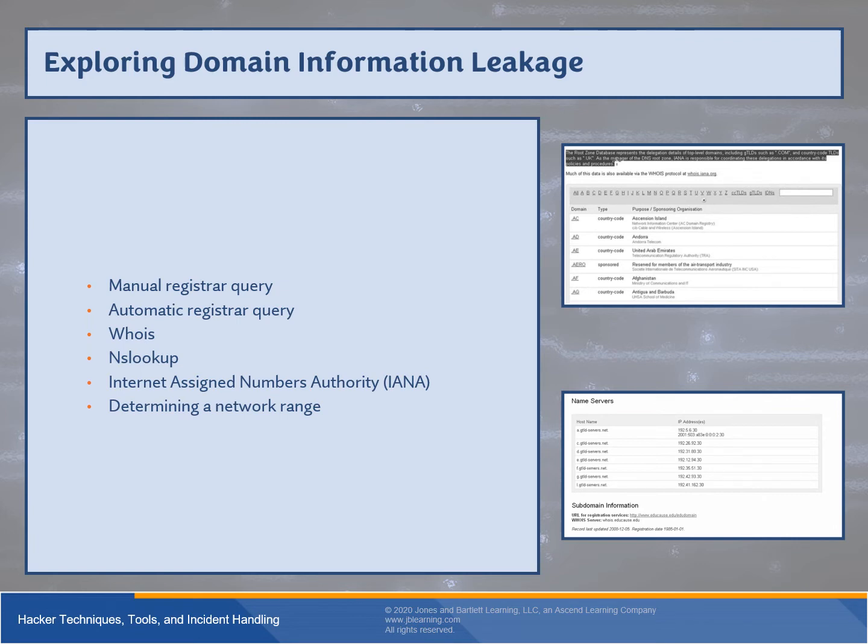Domain information leakage. So this would be things like manual queries to a registrar, automatic queries to a registrar, whois lookups, nslookup, which is a utility you have on your machine right now. Knowing how to go through indexes for IANA, the Internet Assigned Numbers Authority. They're responsible for assigning blocks of access numbers, or IPs, to different organizations. And then being able to determine a network range for a business. The root zone database can be used to determine a network range manually. So if you go to iana.org/domains/root/db, you can actually take a look at that.